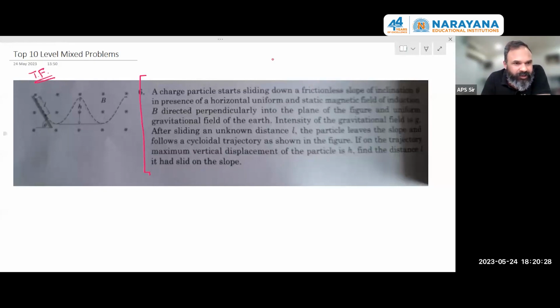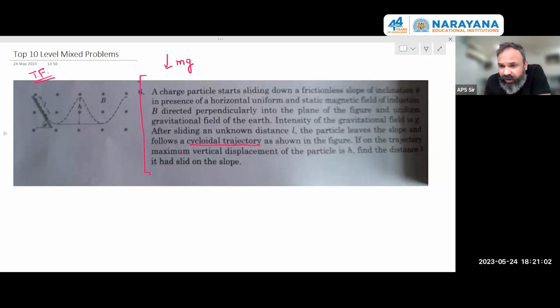There is a frictionless incline which is at an angle of theta, and there's a particle which is left from rest. It slips a distance L on the incline, leaves the incline, and then follows some general curve, which he is saying is a cycloidal trajectory. We can even justify why he's saying that the trajectory is cycloidal. Because this is a very standard problem where you have one force which is downward, because of gravity, which is constant, and another QV cross B because of the velocities of this particle at different locations.